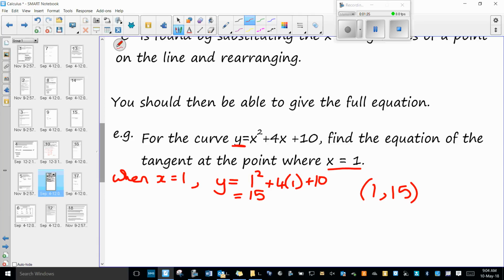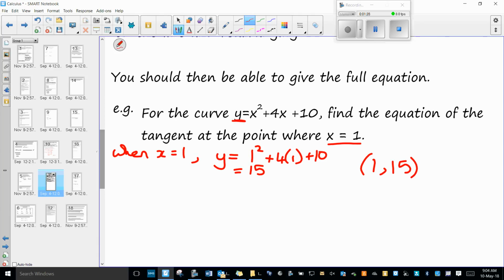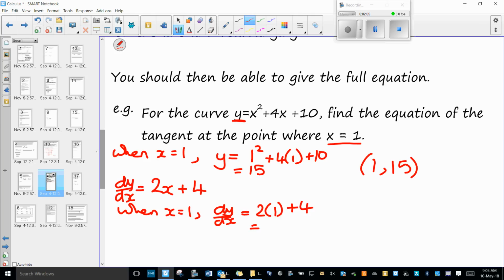Now, they've talked about the equation of the tangent, so we're going to have to differentiate. So we're going to have dy dx. We're differentiating term by term. I'm not going to ask you all to do it because I'm quite sure you're confident with this one. So this is 2x plus 4. Remember, any constant terms that we have, like the 10, just disappear. So we found an expression for the gradient of the tangent. So we're now going to say, well, when x is 1, dy dx is 2 times 1 plus 4, which is 6.